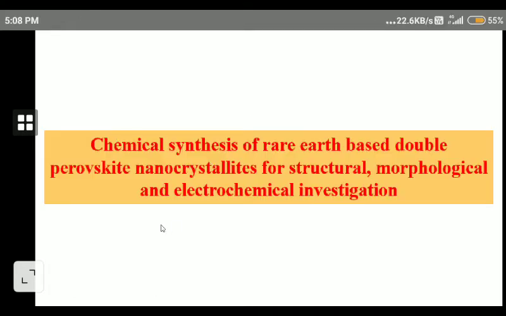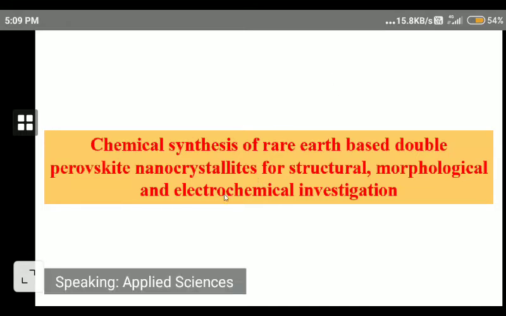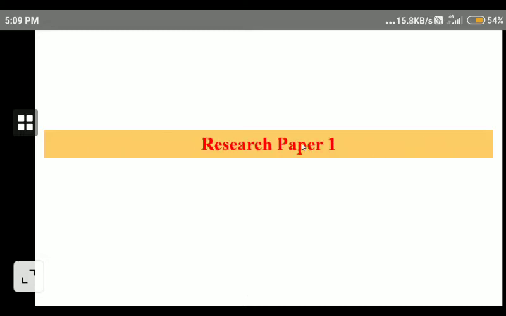And if you want to know about this particular title, the title for this research was chemical synthesis of rare earth-based double perovskite nanocrystalline for structural, morphological, and electrochemical investigation. And all the discussion we have had now is the real discussion, the real topic, the real objective. This was nothing virtual here. These were real topics, and research has been carried out on them.